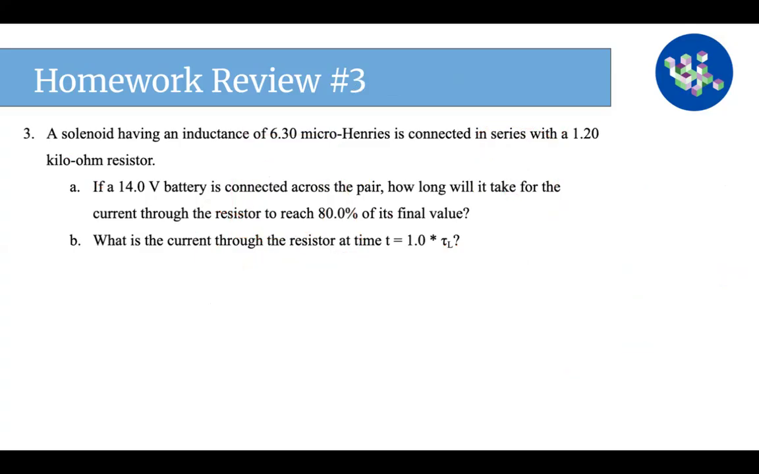Here we have a solenoid with the given inductance and a resistor with the given resistance. You want to find the time to reach 80% of the final value. Does anybody want to share their solution to this, if you want?